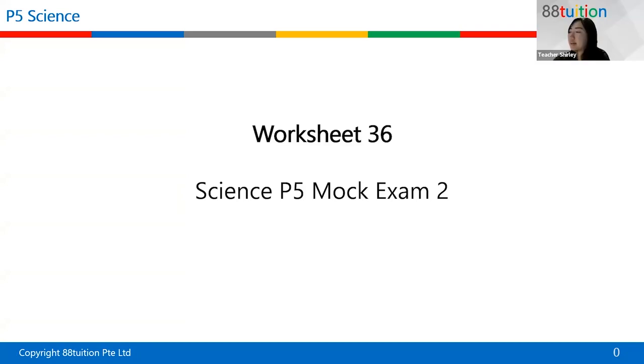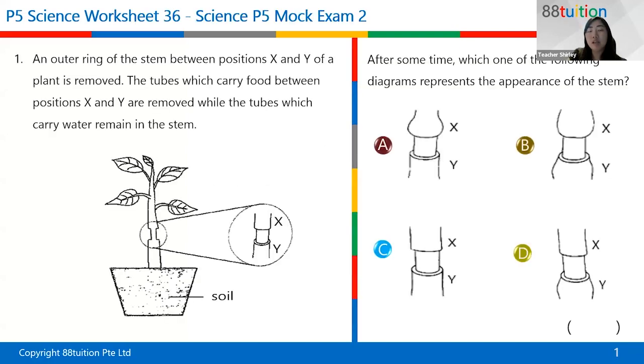Oh, okay. All right. I think mock exam two is a lot focused on the plant transport system. So we'll have a look at this first question. An outer ring of the stem between positions X and Y of a plant is removed. The tubes which carry food are removed while the tubes that carry water remain.